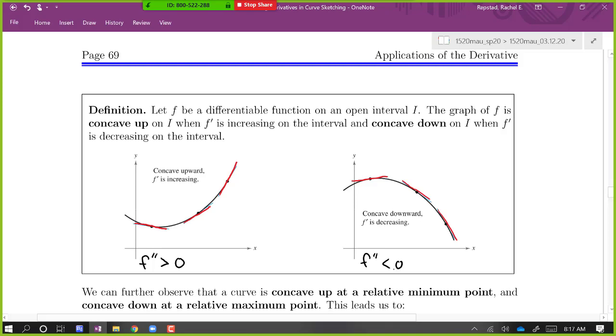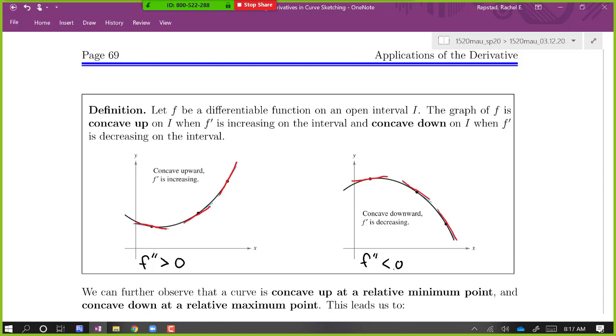Now this gives us a couple of things, right? It gives us a way to tell whether a function is concave up or concave down by looking at the second derivative. If I want to find out about concavity of a function, I will look at the second derivative and figure out whether it's concave up or concave down, in the same way that I use the first derivative to figure out if a function is increasing or decreasing. I can make a sign chart, just see where f double prime is positive or negative.